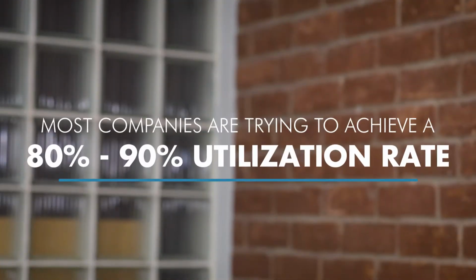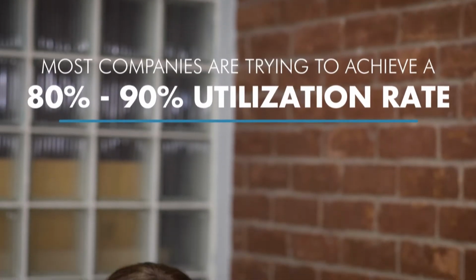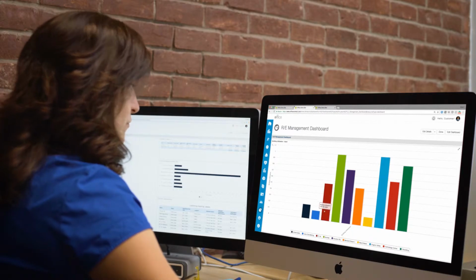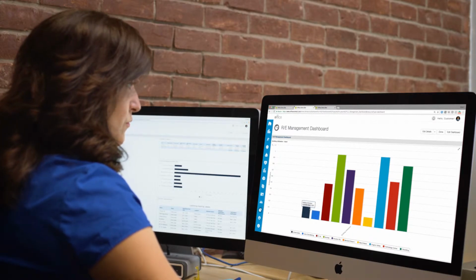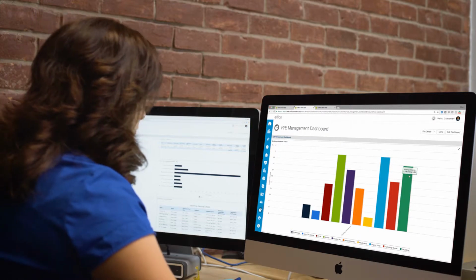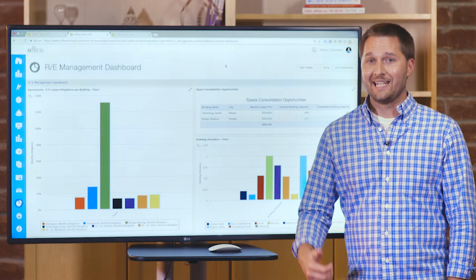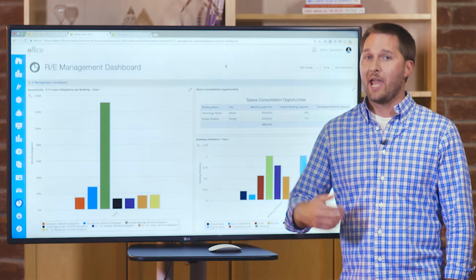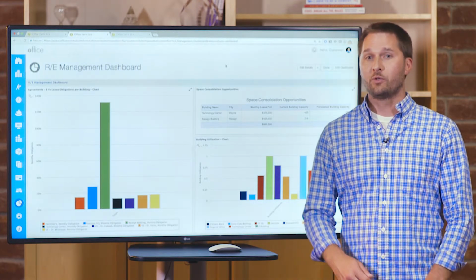Most companies are trying to achieve around an 80 to 90% utilization rate. Sarah can see she has several buildings in that sweet spot, but there are several buildings that are underutilized, and notes that she needs to understand why these are low. This gives Sarah a nice insight into her buildings and portfolio in terms of utilization.